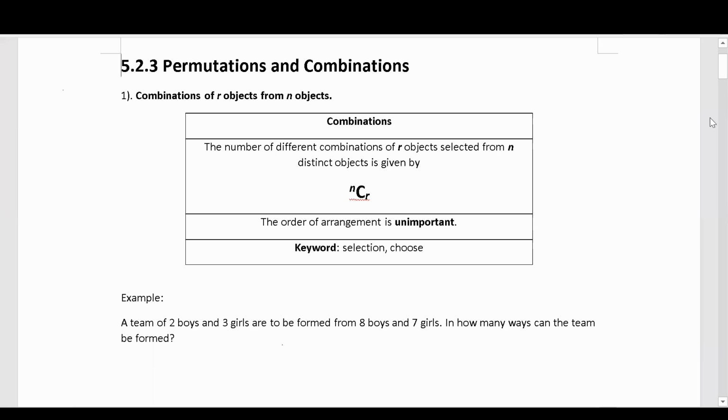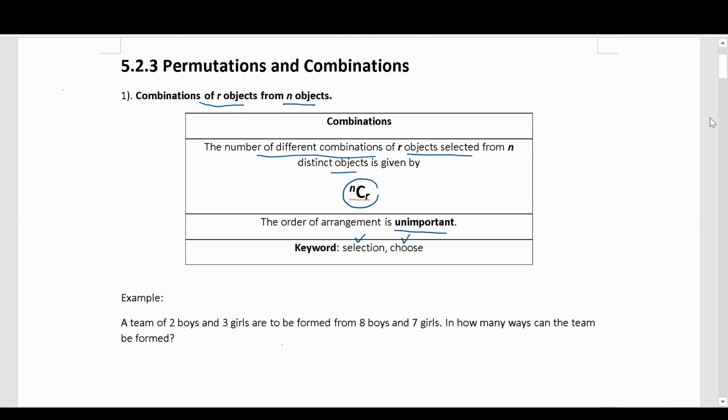Hi, in this lesson we will discuss combinations of r objects from n objects. The number of different combinations of r objects selected from n distinct objects is given by nCr. When we use nCr to find the number of ways, the order of arrangement is unimportant. So you will see the question use keywords like selection or choose in order to find the number of ways. And usually the question will ask you to form a team.